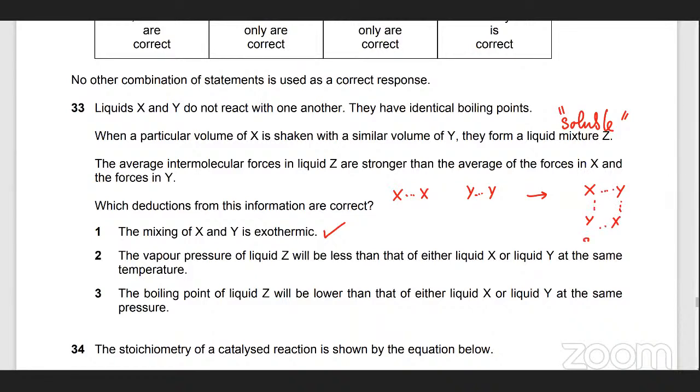So the intermolecular forces are strong over here. The intermolecular forces are weak over here, which means that when you mix them together, you're breaking weaker bonds. But when they get mixed together and form these new intermolecular forces, the average intermolecular forces are stronger. So that's going to be more exothermic. There's going to be a lot more energy released in bond formation, and a lot less energy required to break the bonds. So overall, mixing X and Y is going to be exothermic.